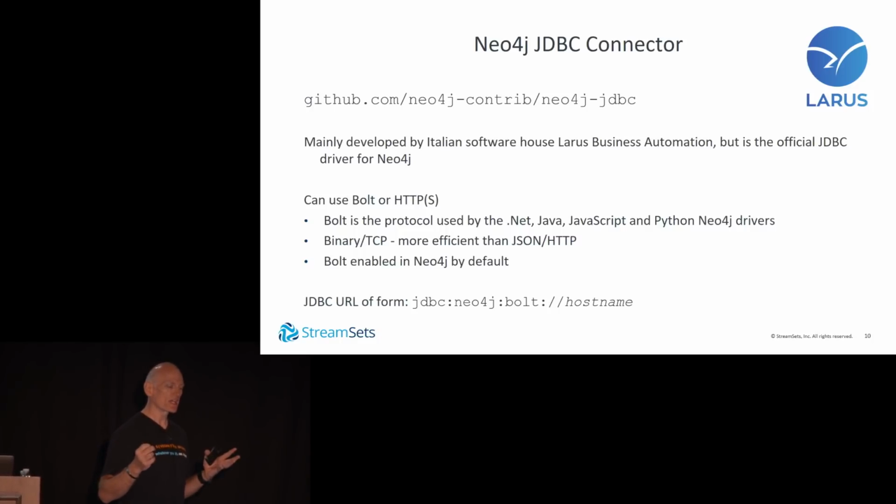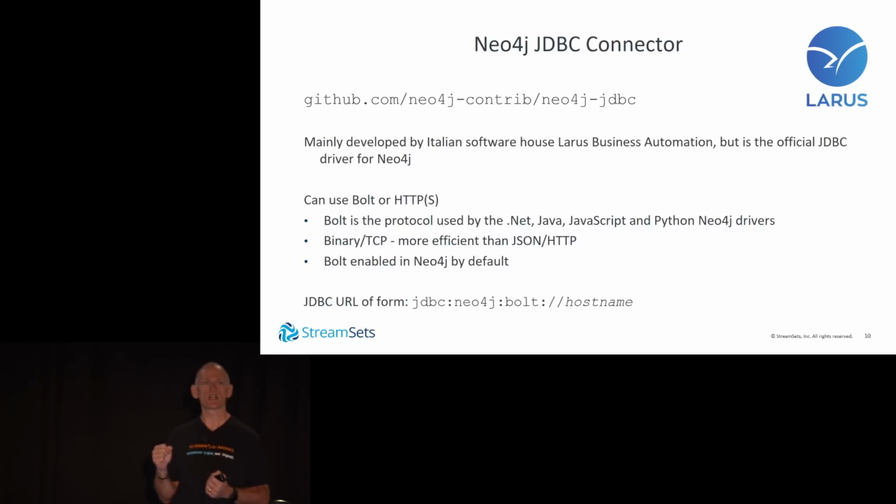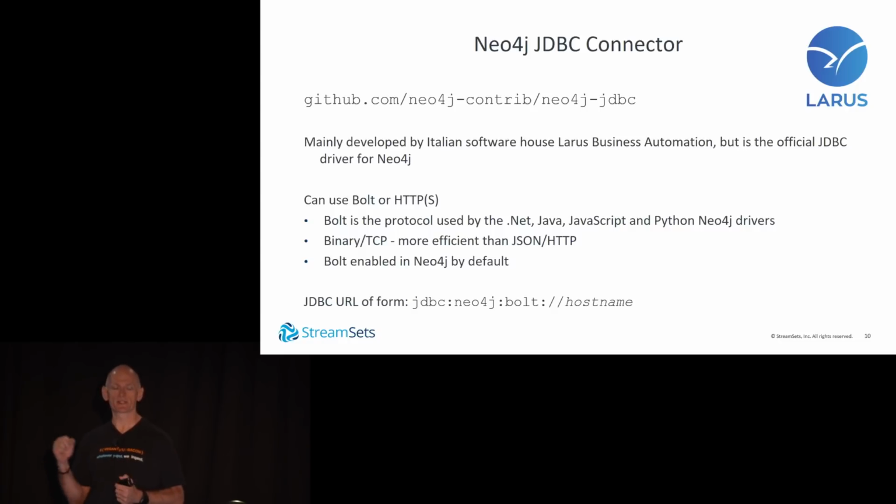The JDBC connector is a contribution to the broader Neo4j project by an Italian company called Larus BA. But it is the official JDBC driver for Neo4j. When you go and look on the JDBC website, this is where it takes you. Now, it's actually very high quality. I've worked with a lot of JDBC drivers. Quality is very variable in the way that they implement the JDBC interfaces. There are often unimplemented methods that just throw an exception instead of doing something sensible. But I haven't had any problems with this driver. It works very nicely indeed.